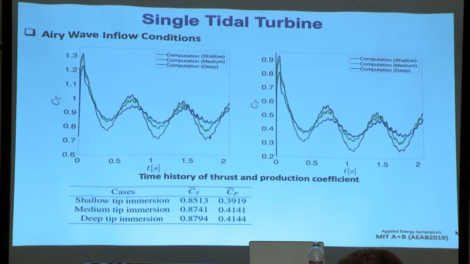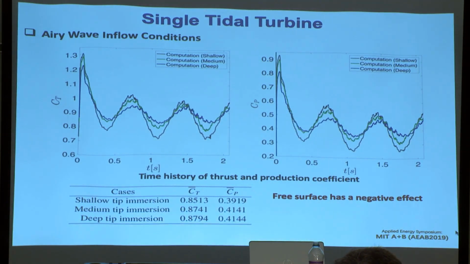the coefficients will decrease. And this means free surface has a negative effect on the tidal turbine performance in those idealized inflow conditions. What I mean by idealized is uniform inflow or Airy wave inflow, because in reality there's no such flow condition, right? This conclusion is not surprising, but my point is you have to quantify it, right? How much is the effect?